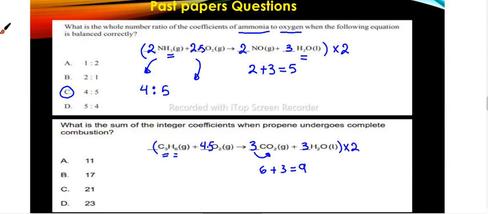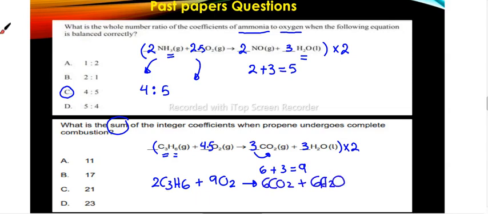Now what will happen? Inside this question, they are asking me for the sum. So I need to take the coefficients and add them together. So if you multiply by 2, what will happen? You will have 2C3H6 plus 9O2 in order to form 6CO2 plus another 6H2O.